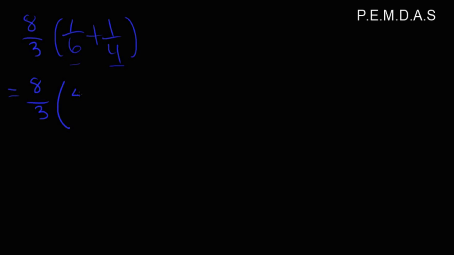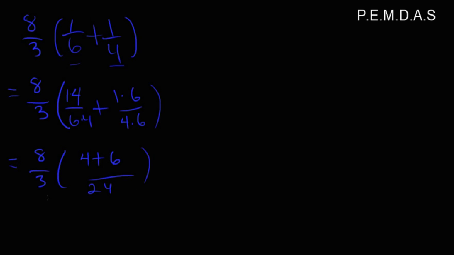That's going to be 1 times 4 and 6 times 4, plus 1 times 6 and 4 times 6. So that equals 8/3 times... I'm just going to put these over the same line. So that's 1 times 4 plus 1 times 6 over 24. So that equals 8/3 times 10 over 24.